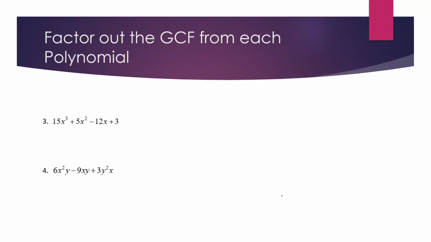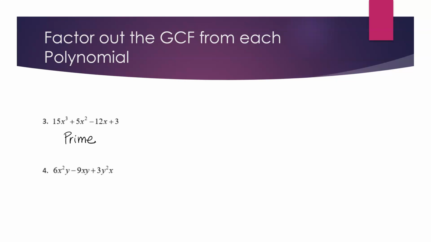Number 3. Let's factor what's common here. You can't pull anything out of all of them. There's nothing in common because this one doesn't have an x, and 5 doesn't go into 12 or 3. So you can have expressions that are prime. They're factored fully at this point, or as far as we can right now. Prime.